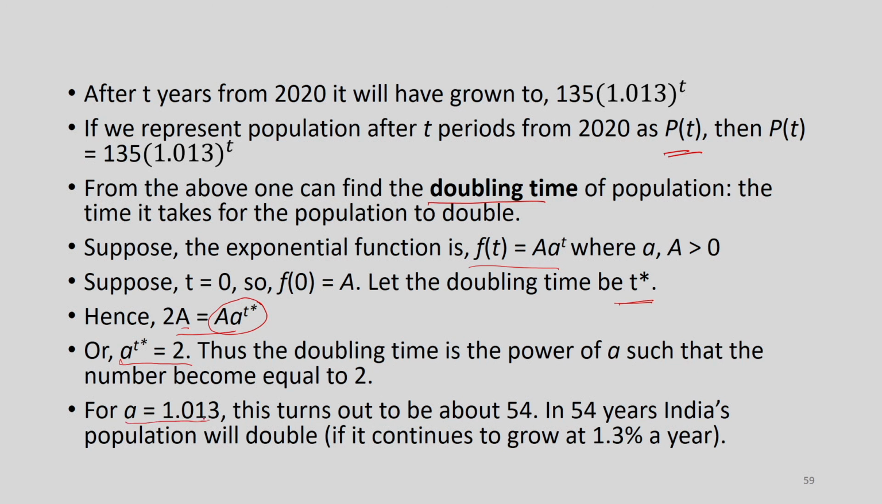Suppose small a is 1.013. I am using this 1.013 from here. Basically, it means that population per year is growing at 1.3%. Now, if a is taken to be 1.013, it turns out to be 54. It turns out to be means t star is equal to 54. So, in 54 years India's population will double if it continues to grow at 1.3% per year. So, that is the meaning of doubling time.